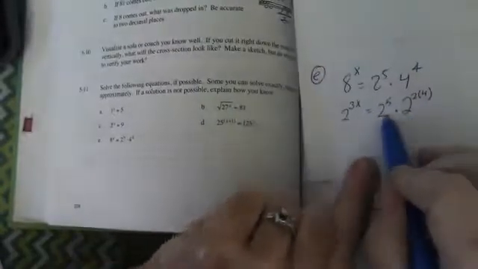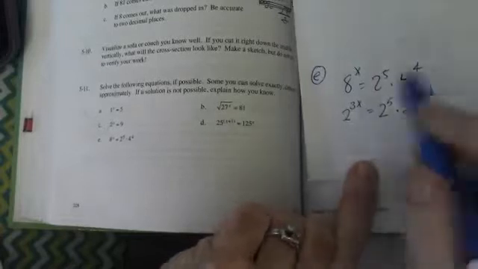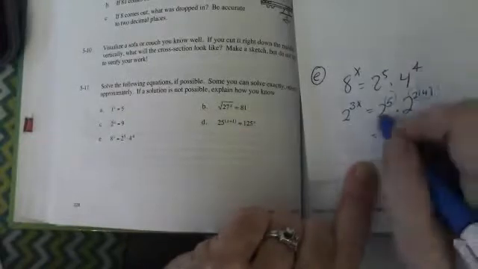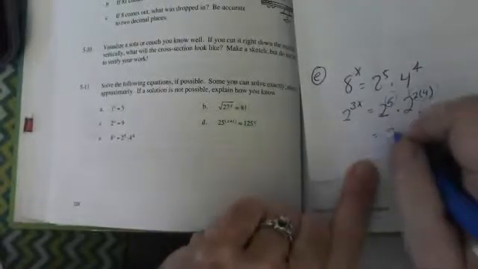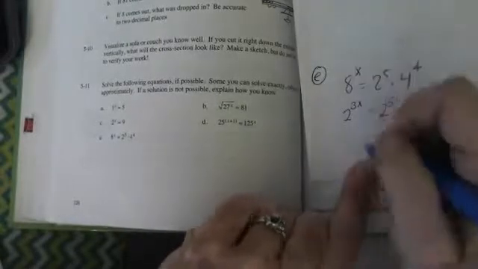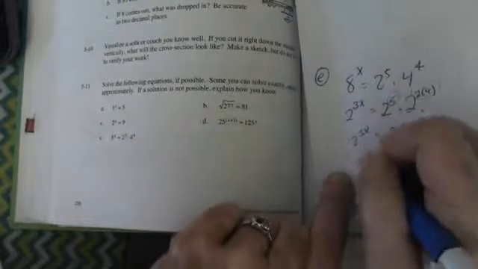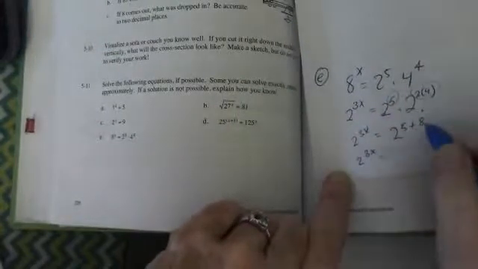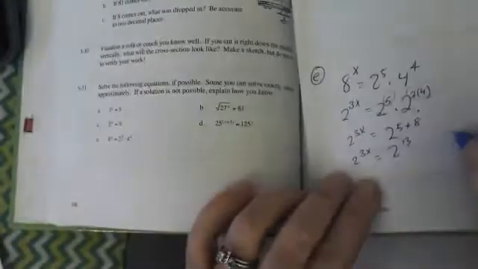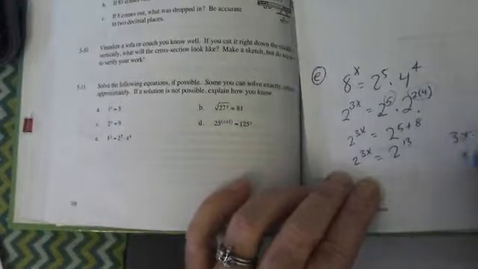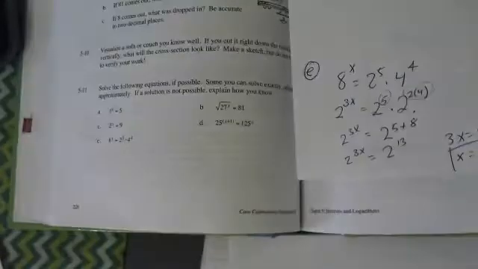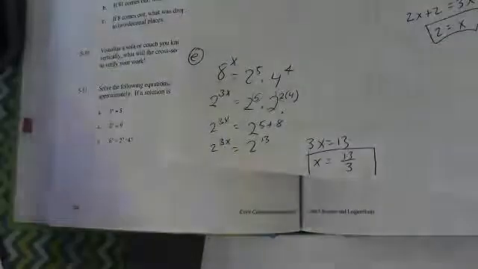Well, these I can multiply now because I got the same base. So isn't that where you add the exponents if it's the same base? So I got 2 to the 5 plus 4, which is 9. So I think if I haven't made any mistakes, 9 plus 4 is 13. Thank you. So then I think I have 3x equals 13, so x equals 13 over 3. And that's actually right.